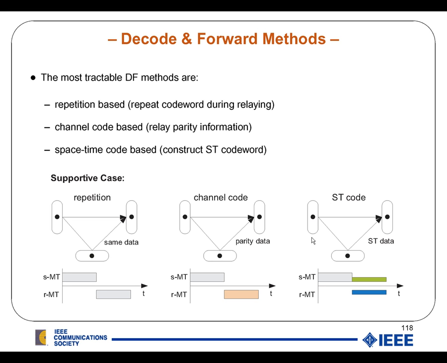Alternatively, you could use space-time coding approaches, meaning the source terminal transmits its data to the target terminal, or may not, but what is important is that the relay picks up what has been transmitted, and then both of them form a space-time code word and send this data in a distributed fashion, which I've shown here by these two different colors. Now let's describe the channel-coded approach in a little more detail.